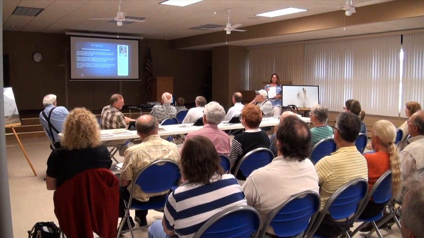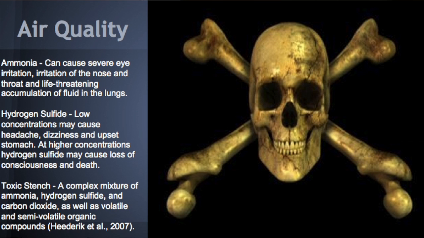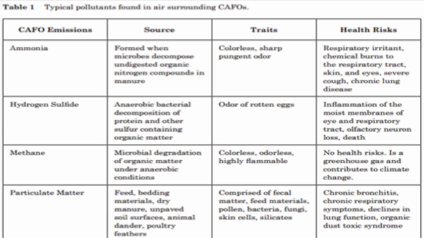Our biggest concern in regards to air quality is for our children. Our children breathe 20 to 50% more oxygen than adults. Children tend to mouth breathe, and they have more rapid respirations per minute than an adult. They are unable to detoxify their systems. Lung damage in children is irreversible.